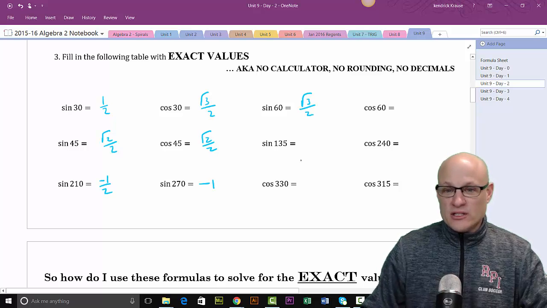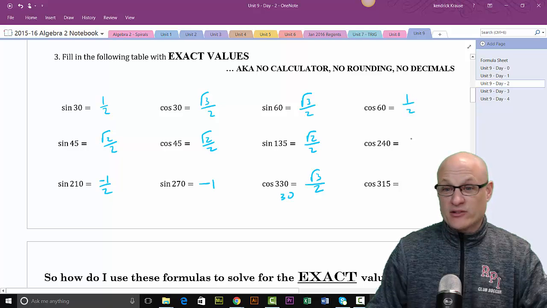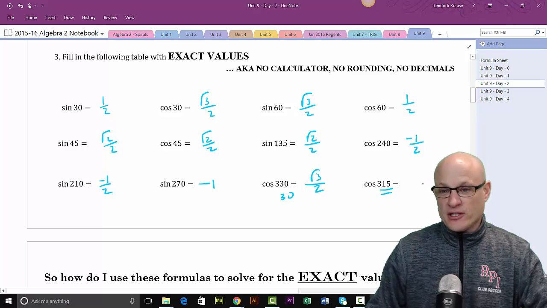135, reference angle is 45, second quadrant. Sine is positive in the second quadrant. Cosine 30, reference angle is 30, fourth quadrant. Square root of 3/2, positive. Cosine of 60 is 1/2. Sine of 240 is 60 degrees away from 180. Cosine of 60 is 1/2. We're in the third quadrant, negative. And finally, 315, 45 degree reference angle. It's in the fourth quadrant. Cosine's positive in the fourth quadrant. There we go. Those are some things you should be thinking about.